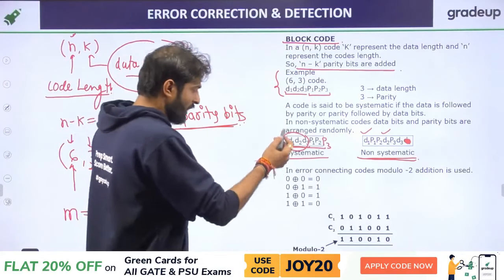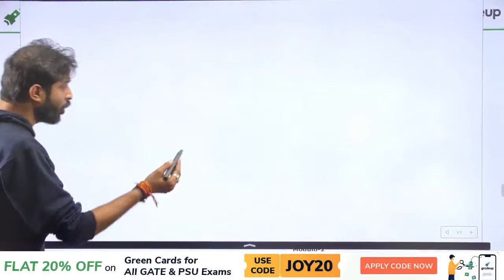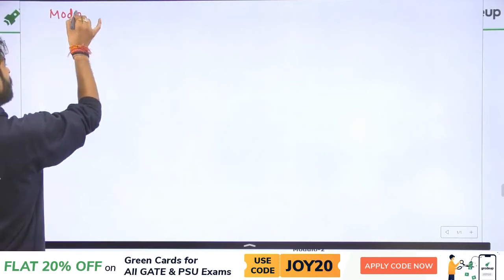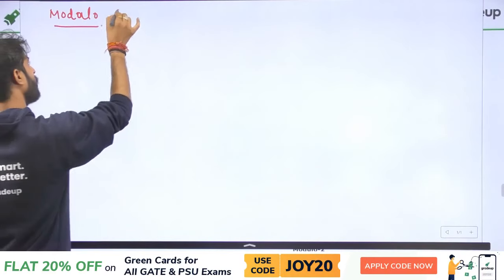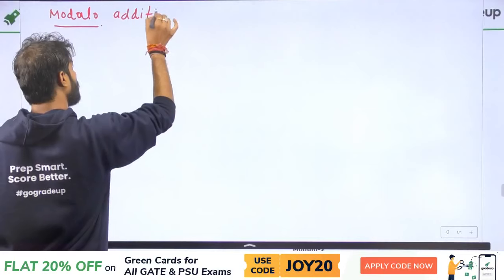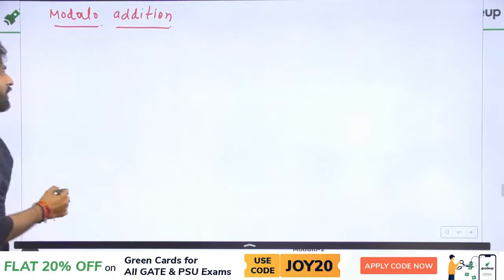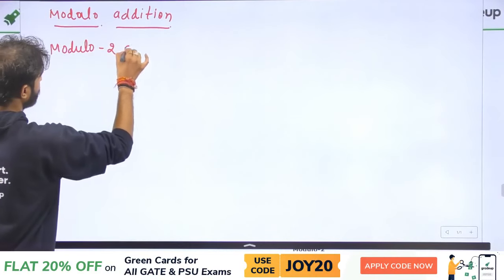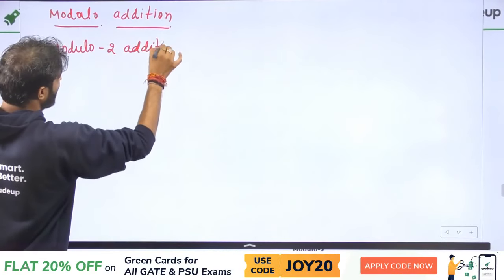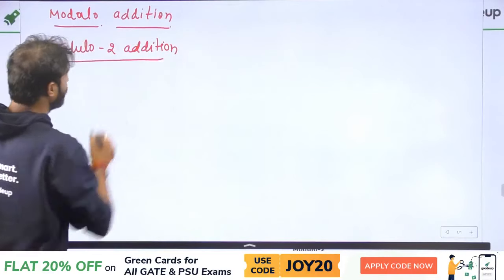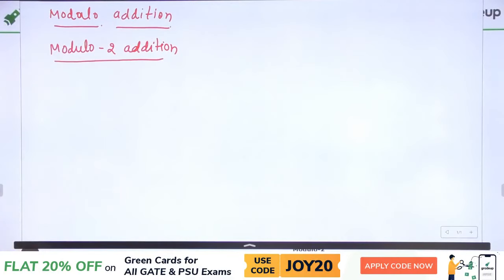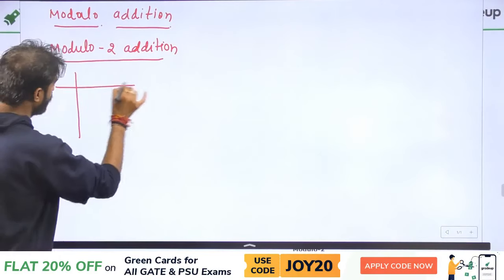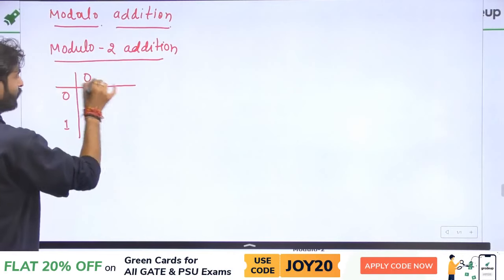Now, these things work on modulo 2 addition, right? Generally in communication, modulo addition is given. So what do we mean by modulo addition? Just remember one thing. If modulo 2 addition is given, then there will be only 2 bits, either 0 or 1. So there will be only 2 bits, 0 and 1.